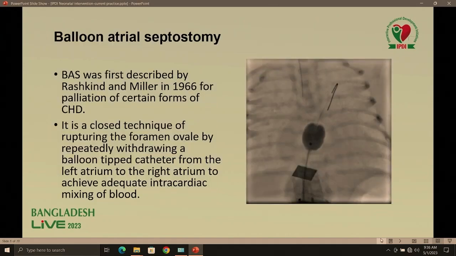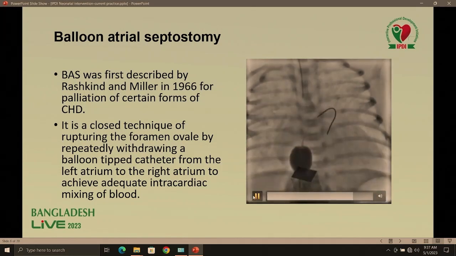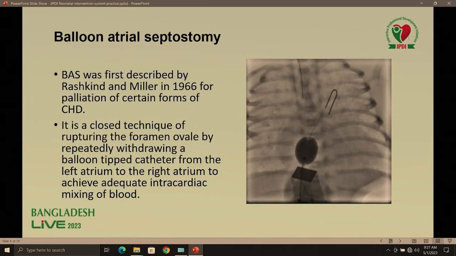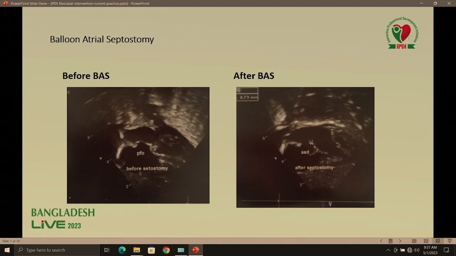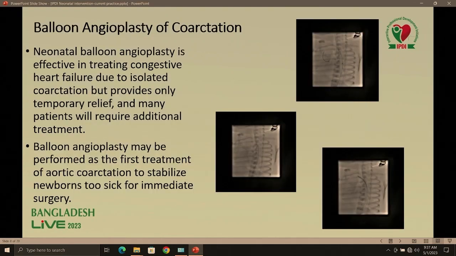Balloon atrial septostomy was first described by Rashkind and Miller in 1966 for palliation of certain forms of CHD. It is a closed technique of rupturing the foramen ovale by repeatedly withdrawing a balloon-tipped catheter from the left atrium to the right atrium, and we need to do a rapid forceful jerk. We usually use a Z5 septostomy catheter, which is a dual lumen catheter, under echocardiographic and fluoroscopic guidance. So this is the echocardiographic feature after septostomy.